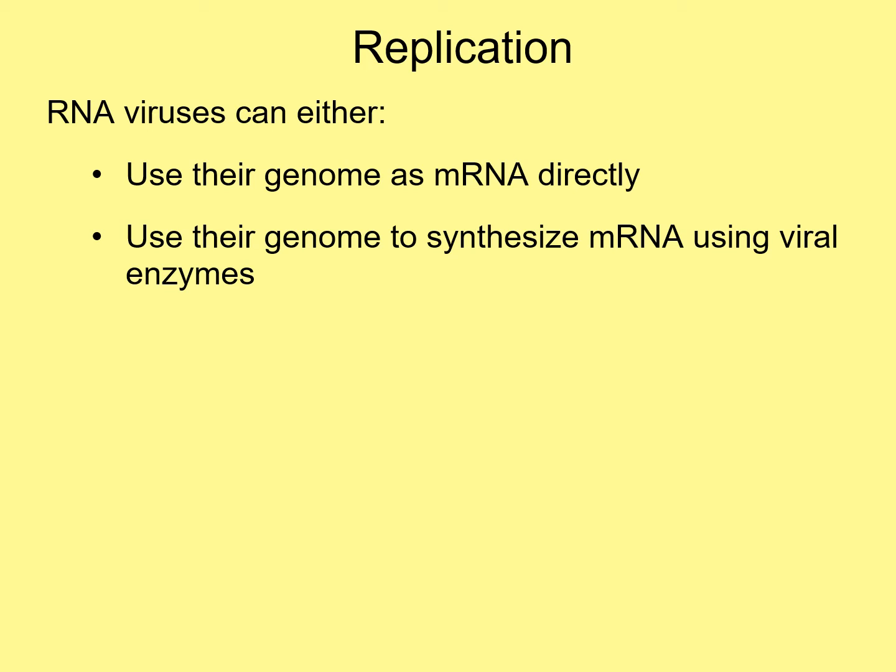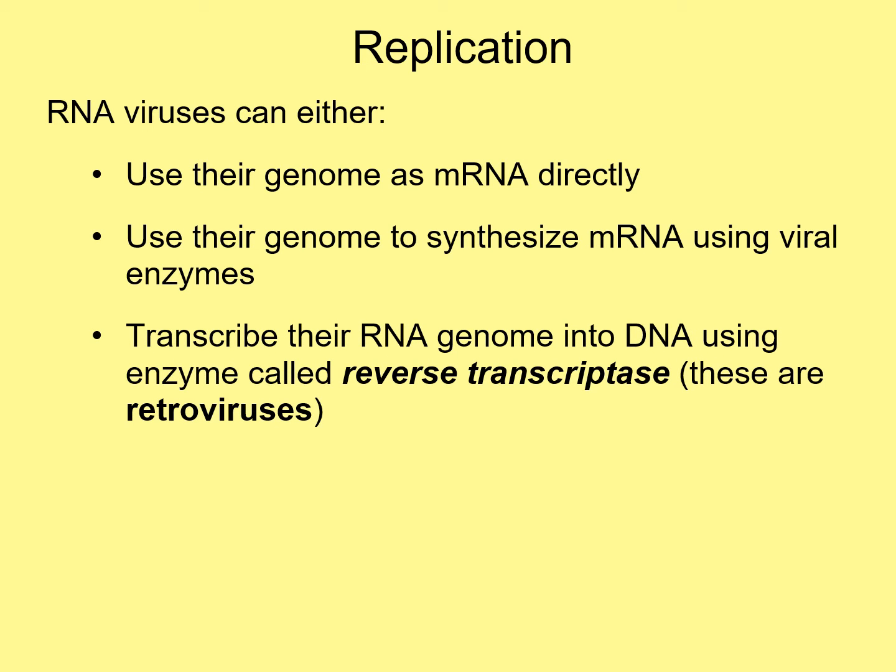They could also, again, use viral enzymes that they bring with them to make their own messenger RNA from their RNA template, quite possibly. And then they could also take their RNA genome and, again, using enzymes that they brought with them, in particular an enzyme called reverse transcriptase, they can take their RNA genome and convert it to DNA. And this means that now, oh, now I've got DNA, right? Now I can get the cell to copy me, because our cells have DNA polymerases that we use all the time to copy our DNA. So I can get the cell to do that for me.